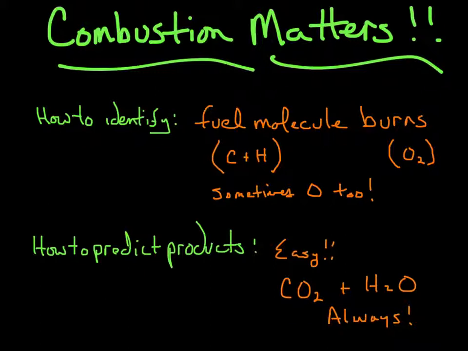Very simply, we need a fuel molecule. And a fuel molecule is something that has carbon and hydrogen and sometimes oxygen in it. We talk about hydrocarbons: methane, butane, propane. These are fuel molecules. Your Bunsen burner burns methane. And when we talk about burning, that means it's combining with oxygen gas. So these are the reactants. Anytime I see a fuel molecule with oxygen gas, I'm thinking combustion.